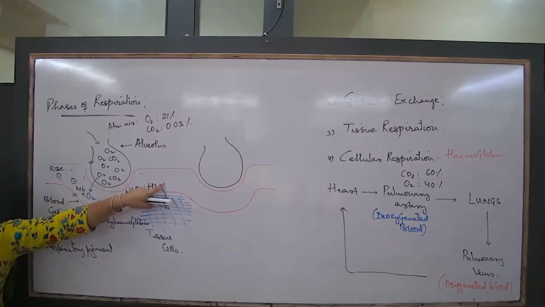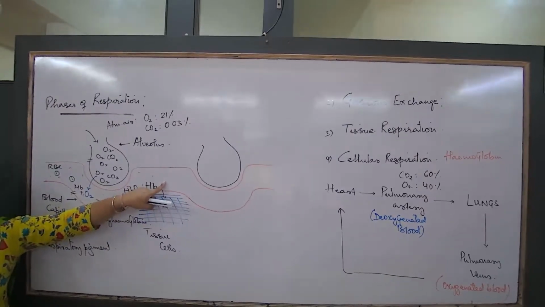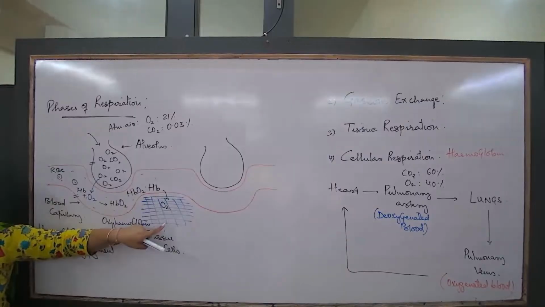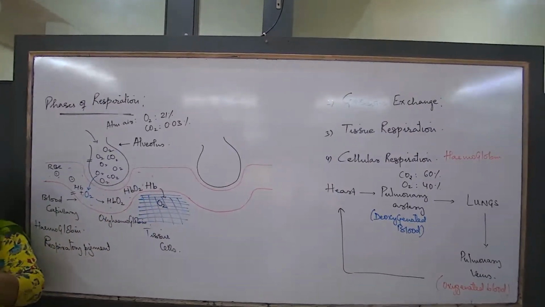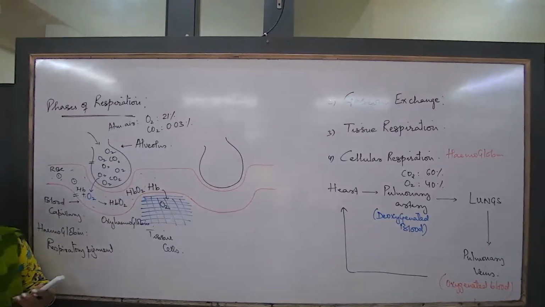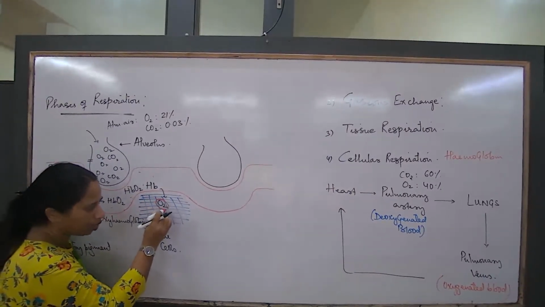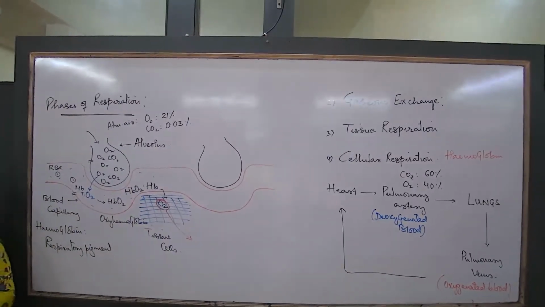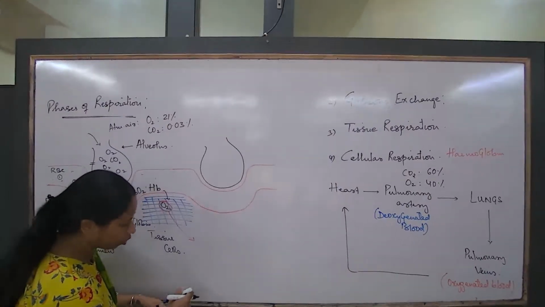oxyhemoglobin breaks down where? Near the tissues. Why? Because oxygen will always have a tendency of moving from a region of high to a region of low concentration. So now oxygen is going into all the tissue cells. But I also want to know, this oxygen that came into the tissue cell, what will be the fate of this tissue cell? What will the tissue cells do with this oxygen?